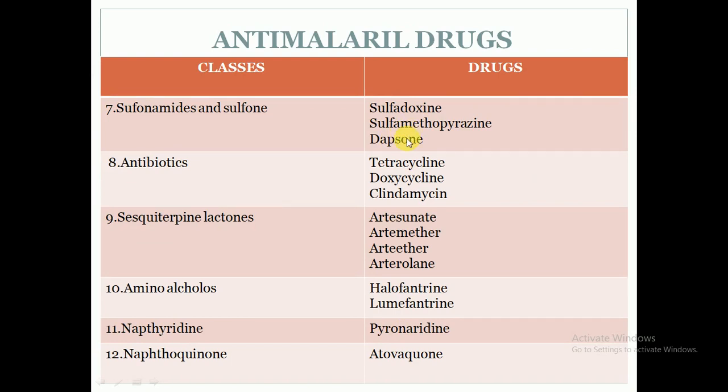As well as sulfamethoxazole and dapsone, etc. The eighth one is antibiotics. The antibiotics included in this group are tetracycline, doxycycline and clindamycin. The ninth one is sesquiterpene lactones, that is artesunate, artemether, arteether and artemisinin. The tenth class is amino alcohols, which include different drugs used against malarial parasites, called halofantrine and lumefantrine. Another one is naphthyridine, which includes pyronaridine, and the twelfth is naphthoquinones.